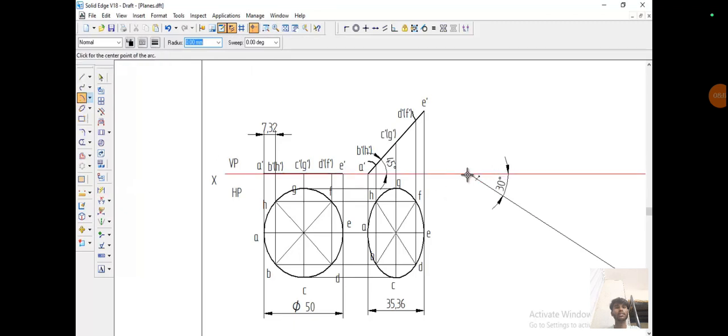How to find the beta angle? Go to the arc by center point and we need to draw a 50 degree arc. By this, draw the locus line. Next we have to take a locus line, draw the locus line here. After that give the radius 35.36 here and press enter and draw an arc on the locus line and join the line.